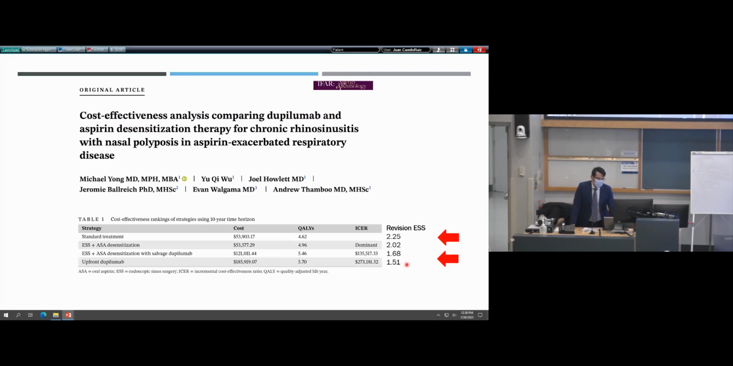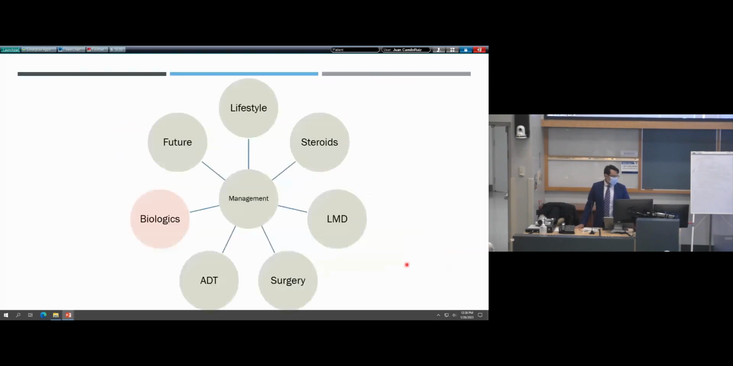And then lastly, the patients who were on dupilumab the whole time, even before surgery, did the best with the least amount of surgeries at 1.51 in terms of revision surgeries, but the cost was almost 185,000. So in a publicly funded system with many patients not having private insurance, there's still a big role in terms of cost for aspirin desensitization.